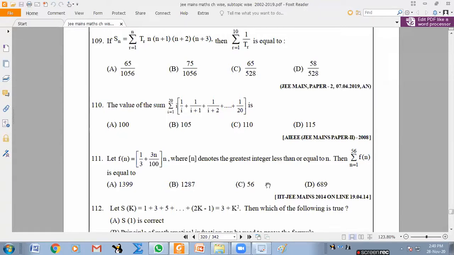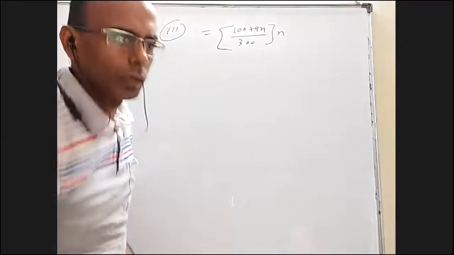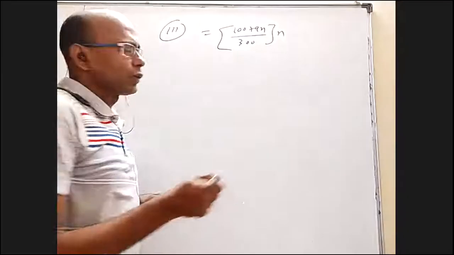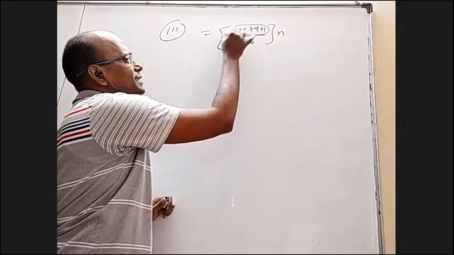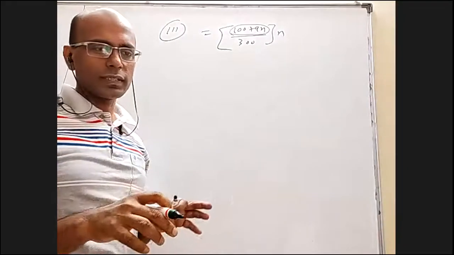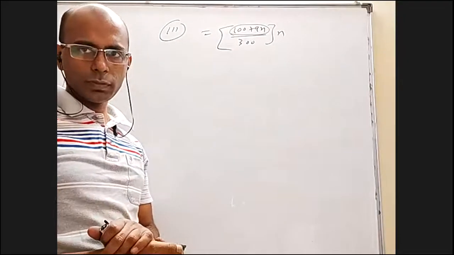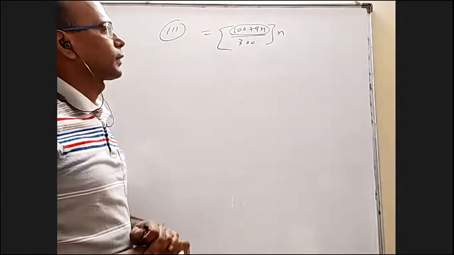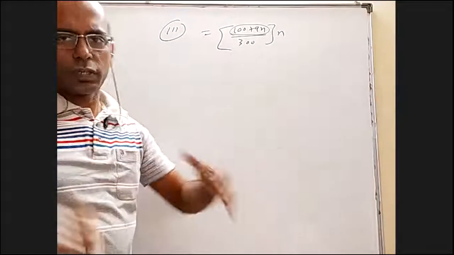Okay, 111. You can do this question easily if you rearrange it a little and you can see something. What is that? It is the integer part of (100 plus 9n) by 300, for n equal to 1 to 56. Why I wrote it like this is, as long as the numerator is less than 300, this ratio will be less than 1, and the integer part of something less than 1 will be 0. Okay. So whether you put n equal to 1, 2, 3, 4, it is 0 mostly.